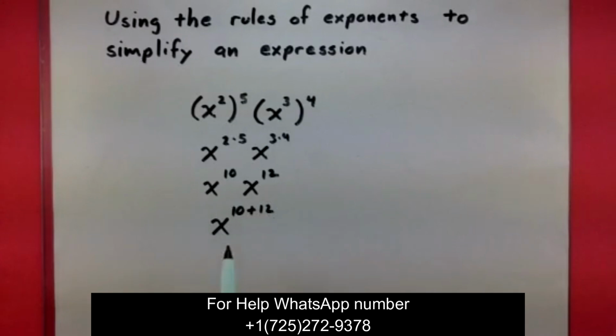Alright, one last step. Let's simplify the 10 and the 12, put them together, and reach a final answer of x to the 22. Alright, and we're done.